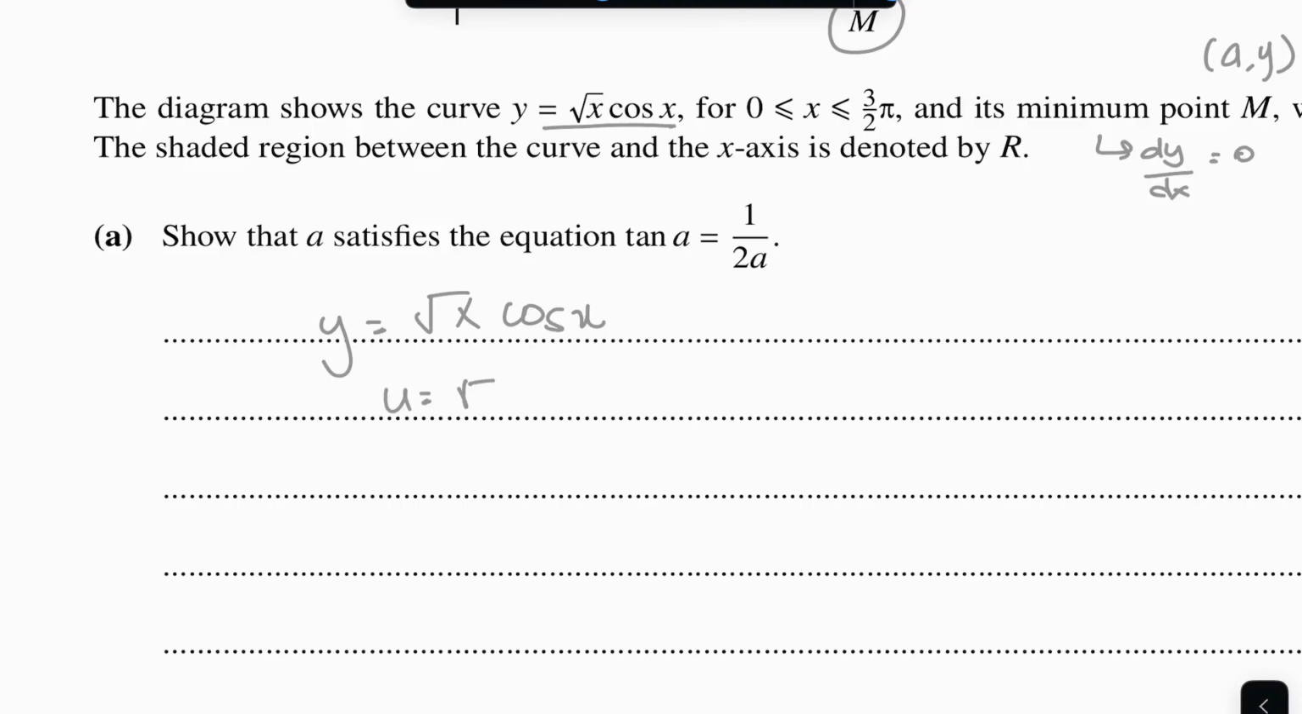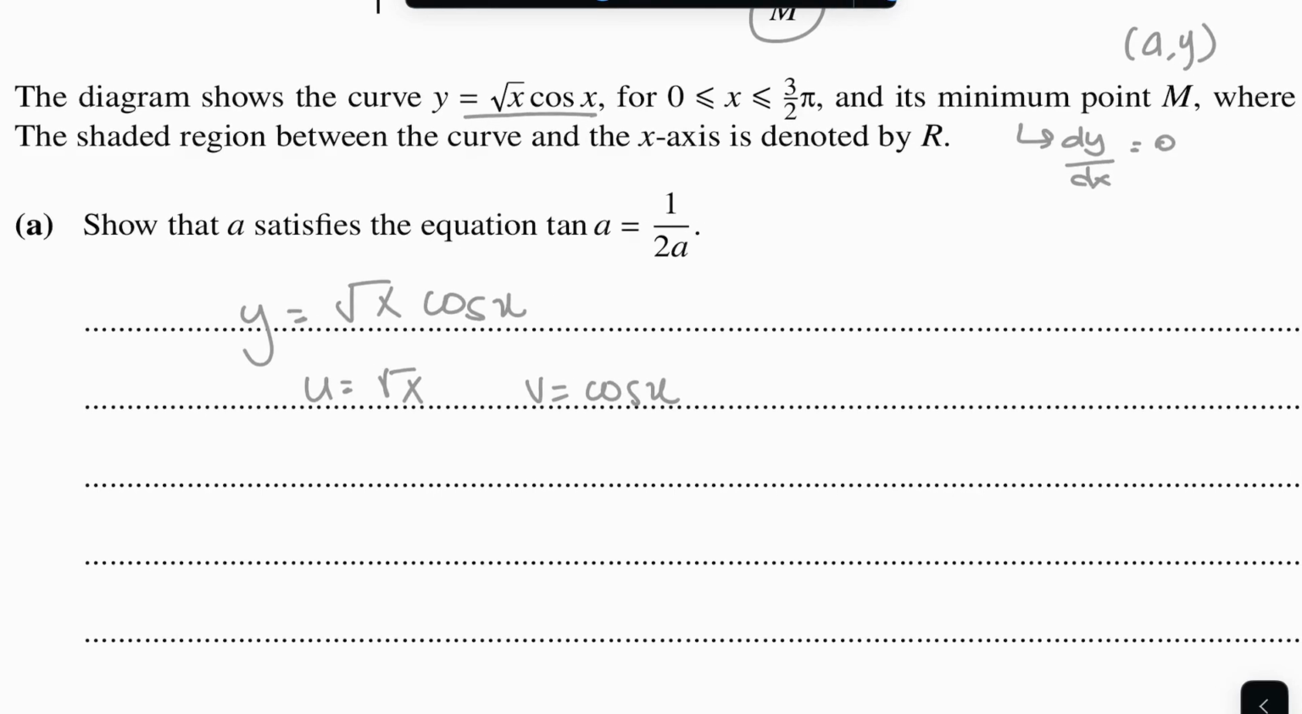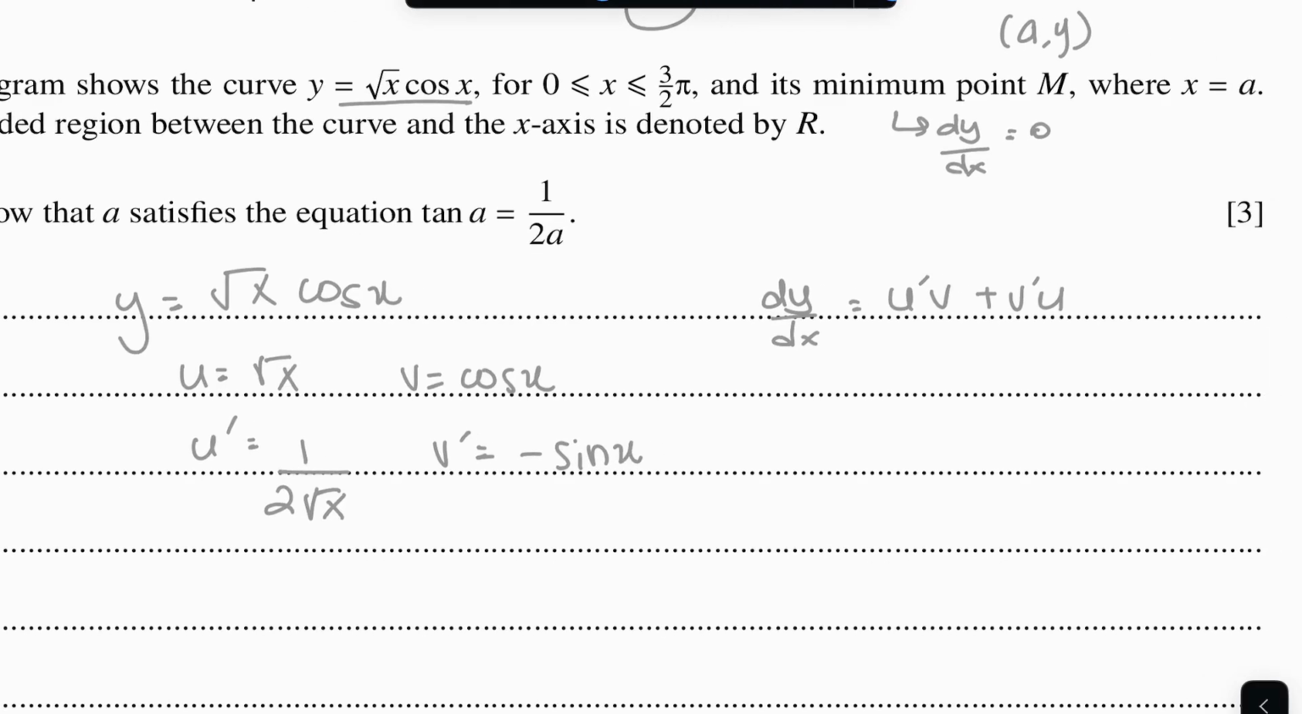So we can let u is equal to under root x and v is equal to cos x. And for anyone that does not know the product rule, dy by dx is equal to u prime v plus v prime u. So u prime would be 1 over 2 root x. That is the very basic differential, we all know this. Now v prime would be minus sine x. So if we put this into our equation, we will have 1 over 2 root x times cos x plus root x times v prime, which is minus sine x.